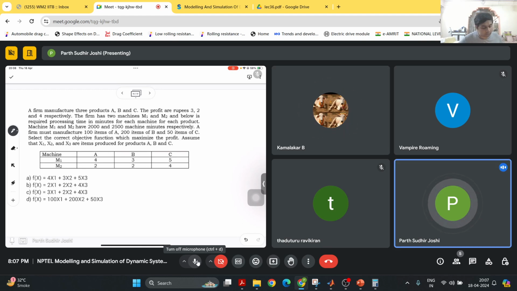So the correct answer is C. Yes, 3x1 plus 2x2 plus 4x3. We just have to multiply the profit per item by the number of items to get the objective function for maximizing the profit.